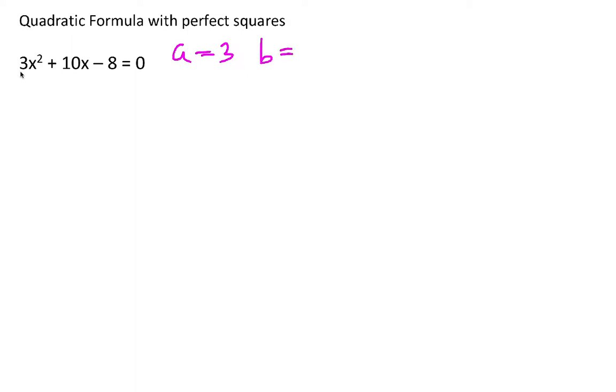My b value is the coefficient of x, so I find x, I look at the number in front, it's a positive 10. And c is your constant, that's the number that's by itself, which is a negative 8.